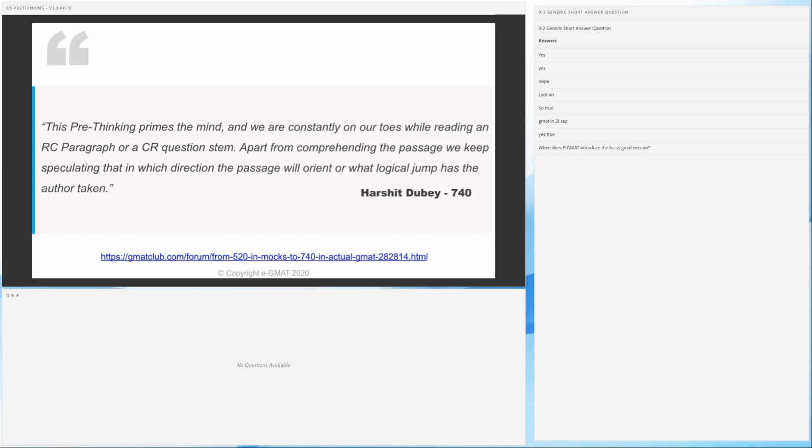This pre-thinking primes the mind, and we are constantly on our toes while reading an RC paragraph or a CR question stem. Apart from comprehending the passage, we keep on speculating in which direction the passage will orient or what logical jump the author has taken. Here's a guy who went from 520 to 740.